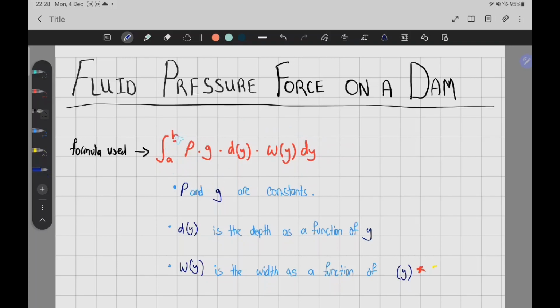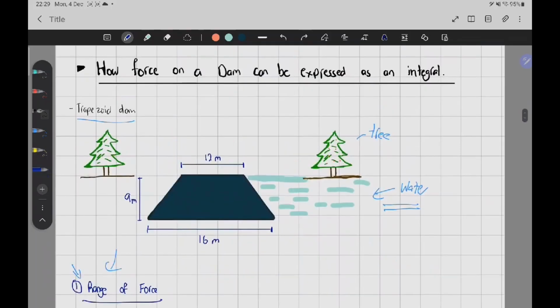So a to b is basically the height or the depth you're trying to find your pressure at. The rho is the density of your water, g is your gravity, d(y) is the depth as a function of y, and w(y) is the width as a function of y. This is how the force on the dam is expressed as an integral.